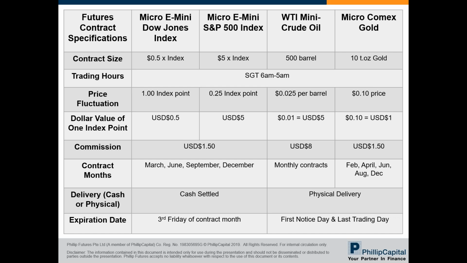I'll just go quickly through the gold. The micro COMEX gold is actually a leverage gold product. The size will actually be 10 troy ounces of gold, and the price fluctuation is 0.1. So any 0.1 price movement would be a $1 US dollar profit or loss on your end. And this is under our current commission promotion, so it's actually US dollar $1.50 per lot. And the contract months would be the even months. We're skipping October, the more liquid months. So February, April, June, August, and then December.